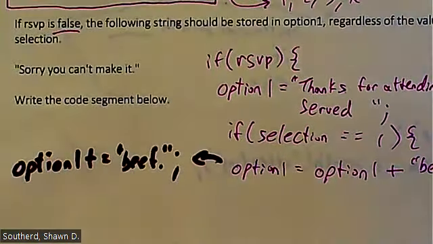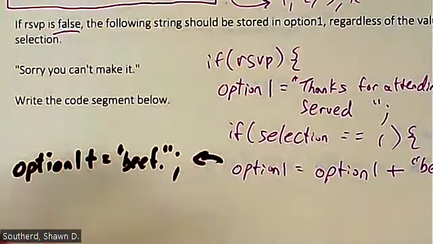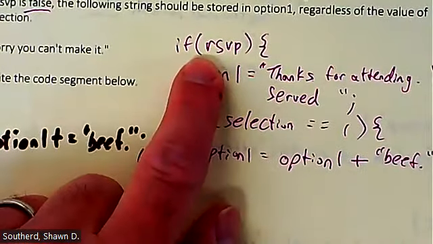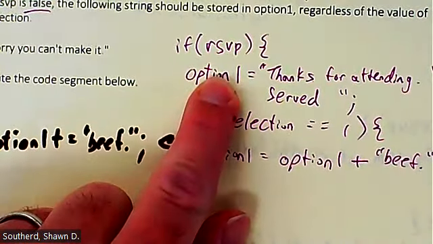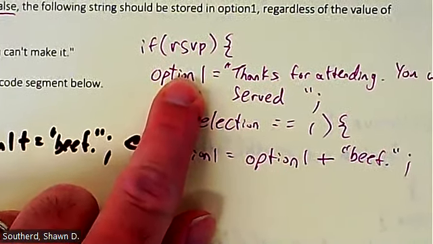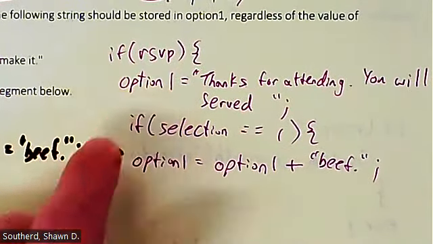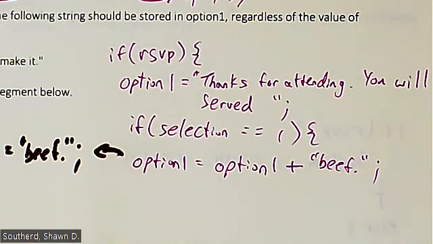So either way is fine. Again, the order of the if statements could be different. You have to start with RSVP first. That's the first criteria. But you could do an if selection double equals 1 right away. The only problem when you do that is you're going to write the words, thanks for attending, you will be served, right? Over and over and over 4 times. So this at least saves you a little bit of time.